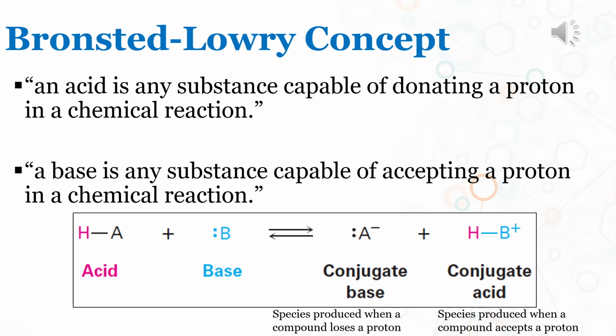The Bronsted-Lowry base is the recipient of the hydrogen ion given by the Bronsted-Lowry acid. Once it undergoes a reaction, the Bronsted-Lowry acid will turn into a conjugate base because it donates its hydrogen ion to the Bronsted-Lowry base. The base, having received the hydrogen ion, becomes a conjugate acid. That's the one on the right side, the conjugate acid.